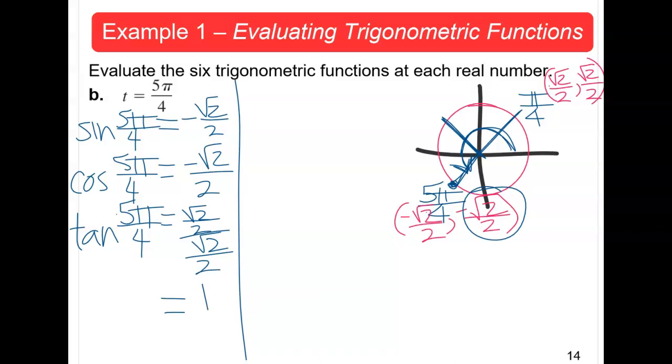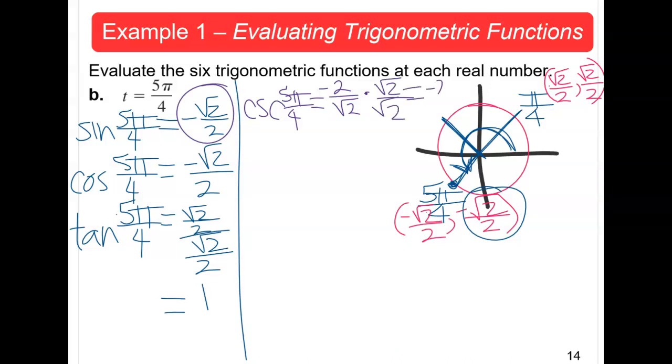Now for the cosecant of 5 pi over 4, we will take the reciprocal of this number, but it will still be negative, so negative 2 over the square root of 2. We still have to rationalize, so we multiply by the square root of 2 top and bottom, and that will give us negative 2 square root of 2 over 2.